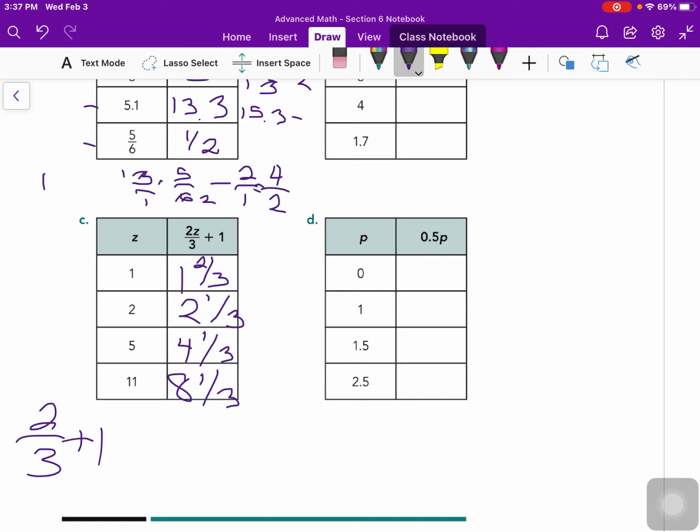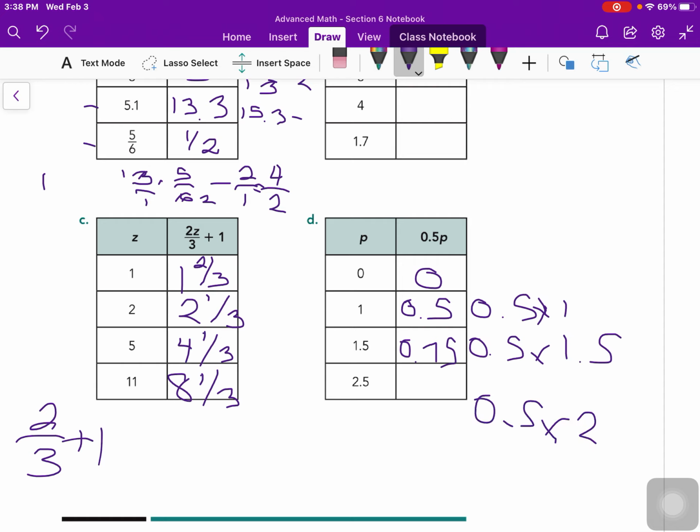Skipping over to letter D, if I put these values in for P, if I put 0 in for P, 0 times 0.5 is 0, because anything times 0 is 0. 0.5 times 1 is going to be that number, 0.5. I really apologize for my handwriting. If I do 0.5 times 1.5, I end up with 0.75. And if I do 0.5 times 2.5, I end up with 1.25.